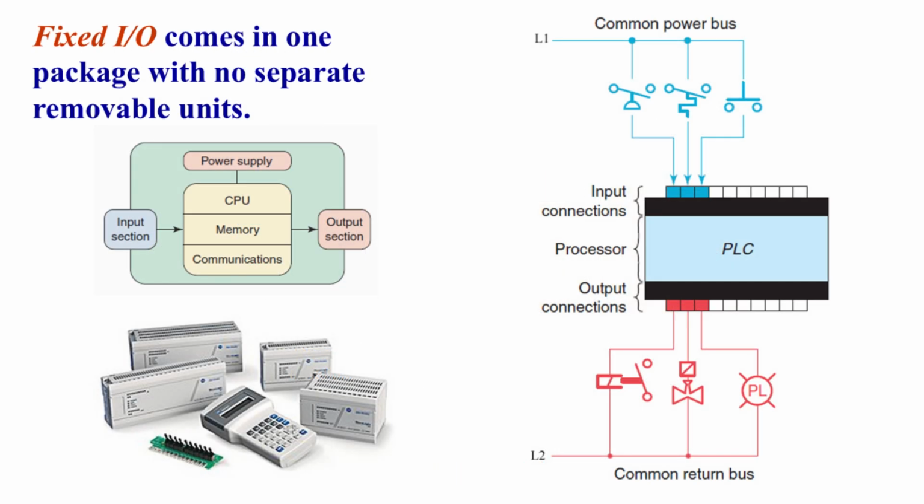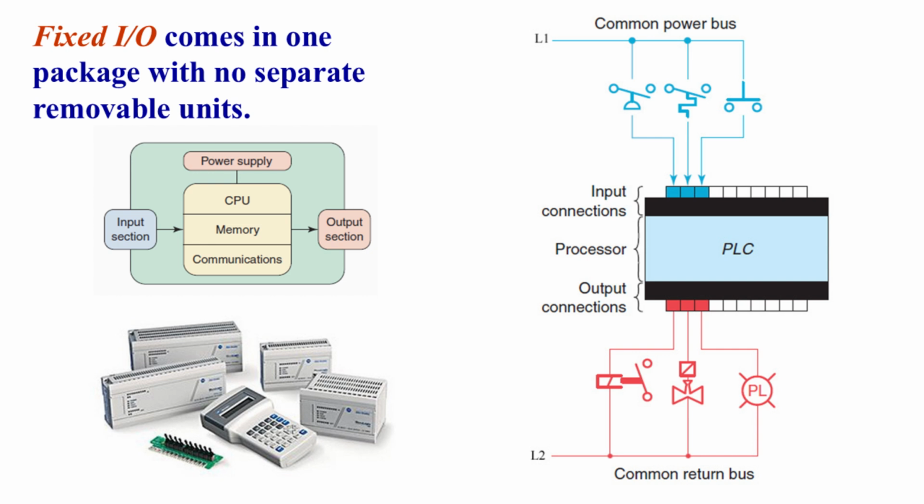There are two ways in which inputs and outputs are incorporated into the PLC. A fixed I/O PLC shown in this picture comes in a single package with no removable or swappable modules. Everything, CPU, power supply, input section, and output section, is built into one compact unit. The inputs and outputs are predefined and limited. The number of inputs/outputs cannot be expanded beyond what is built into the unit.